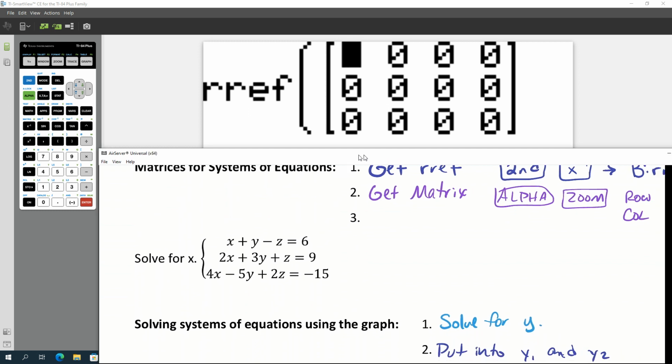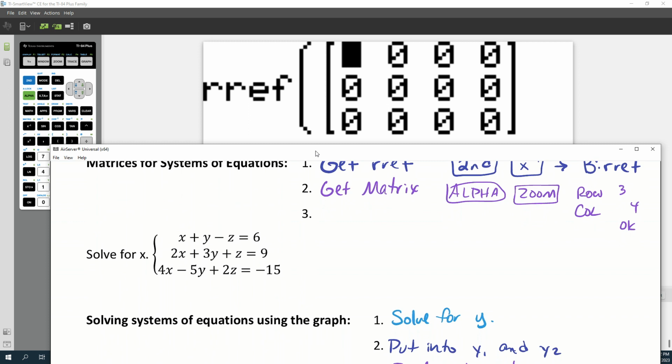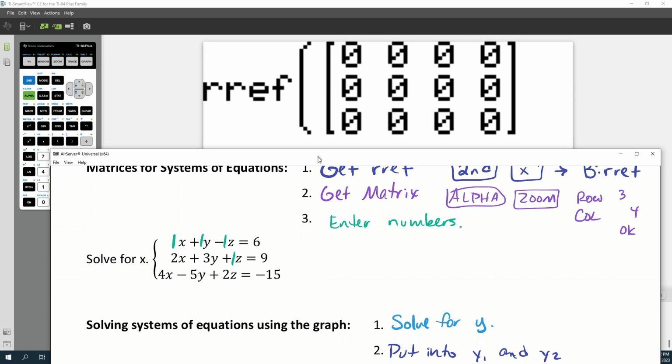Okay, and then it fills in with all these zeros. We want to change those zeros to the numbers in the problem. So we're going to enter the numbers. All right, so there isn't a number in front of the X and the Y and the Z. What is actually there? What number? 1. So these are all ones. That's a -1. Okay, so I'm going to put these in. You guys can do it too.